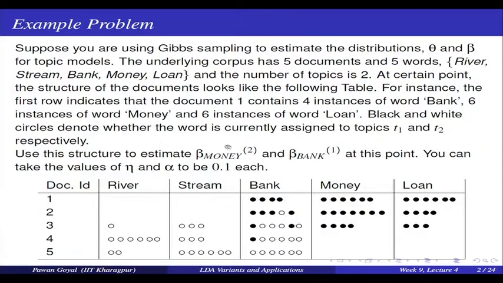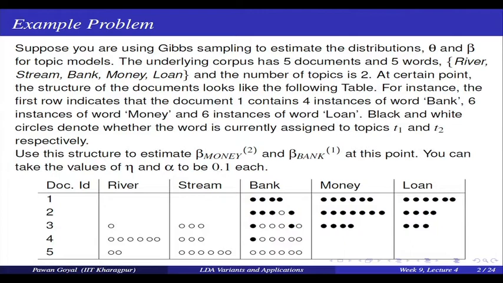So remember what the 2 main parameters were? One was your theta, another was your beta. Beta is the probability of a word given a topic, and theta is the probability of a topic given the document. So in this example, we will try to estimate 2 different beta values: beta money 2, the probability of money in topic T2, and beta bank 1, the probability of bank in topic T1. And you are given that eta and alpha are 0.1.